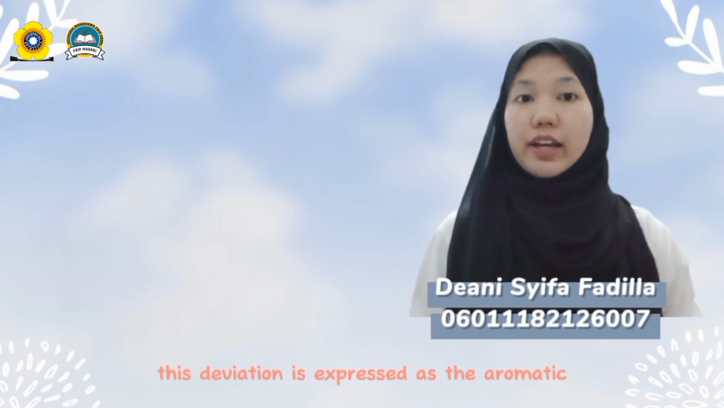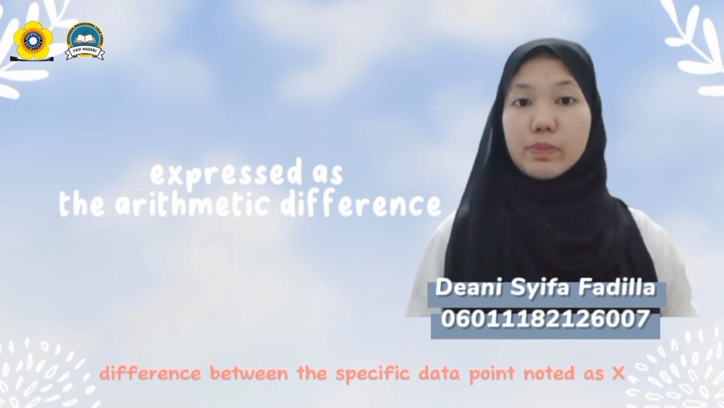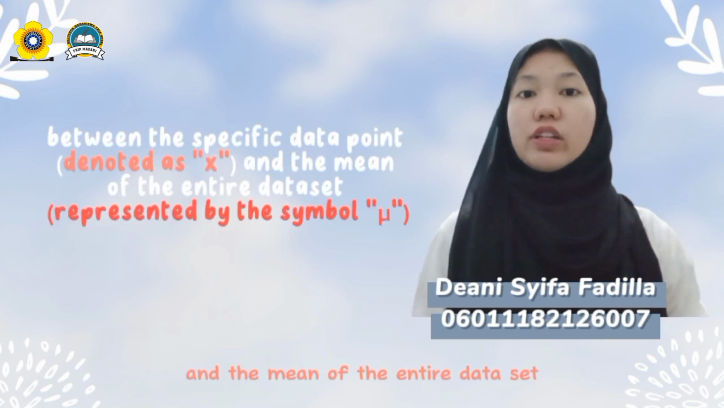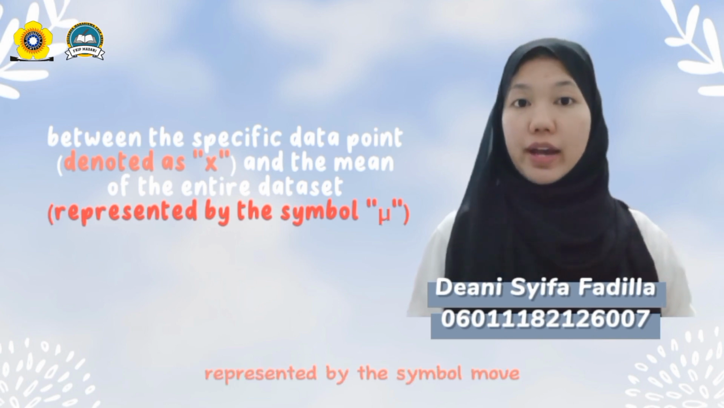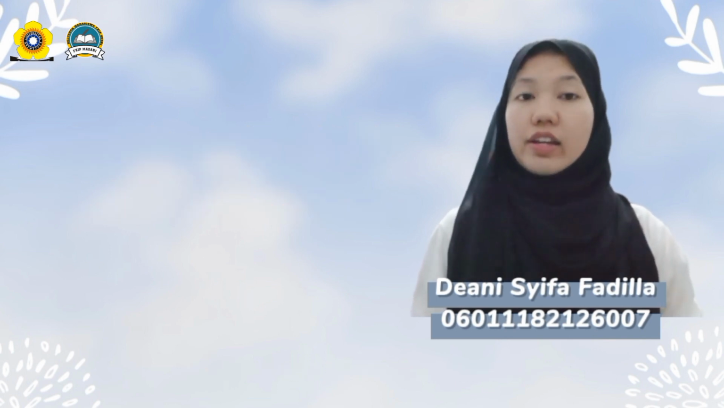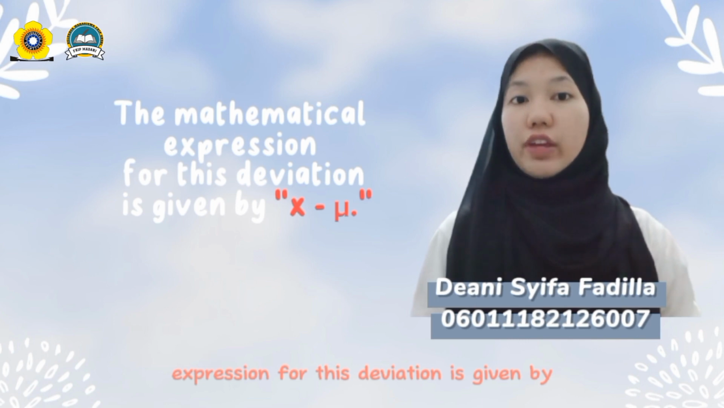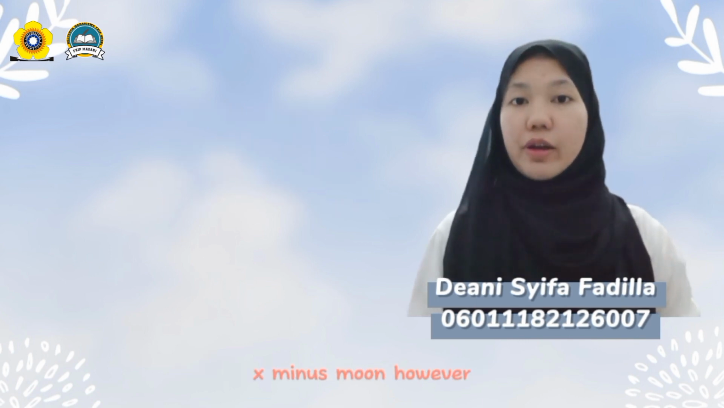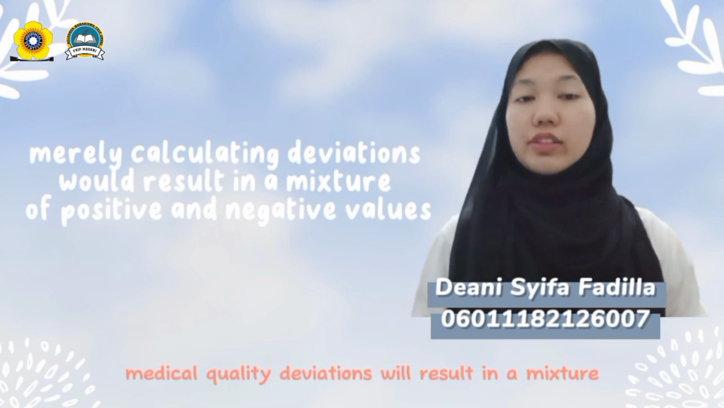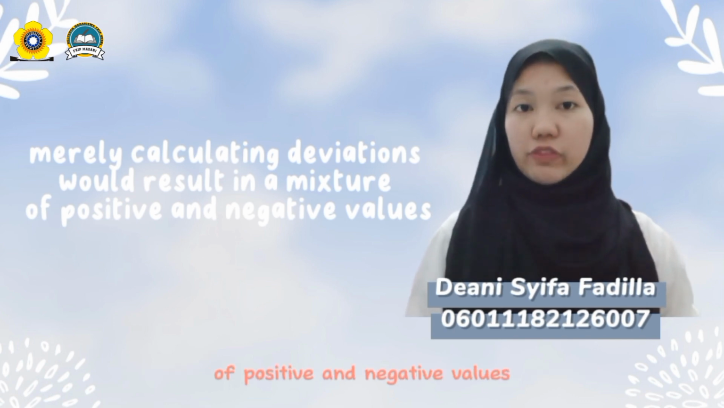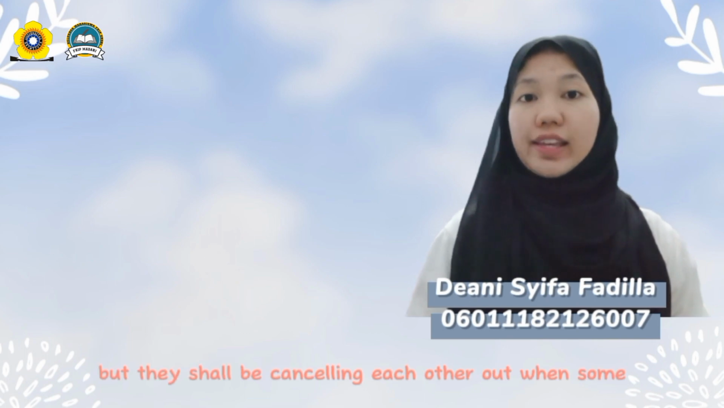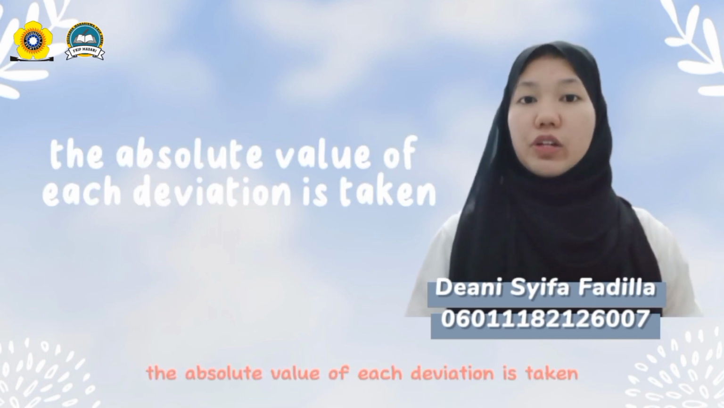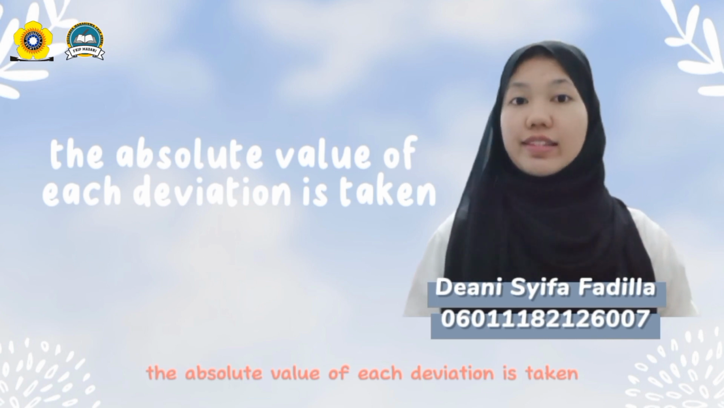This deviation is expressed as the arithmetic difference between the specific data point, denoted as X, and the mean of the entire dataset, represented by the symbol mu. The mathematical expression for this deviation is given by X minus mu. However, merely calculating deviations would result in a mixture of positive and negative values, potentially canceling each other out when summed. To avoid this, the absolute value of each deviation is taken.